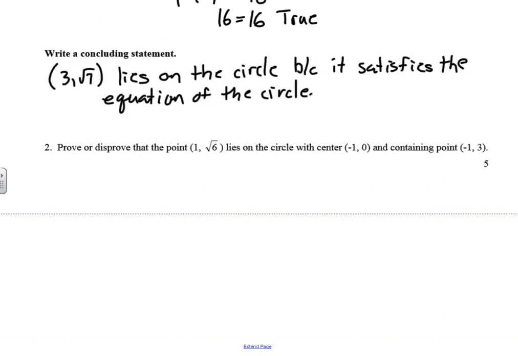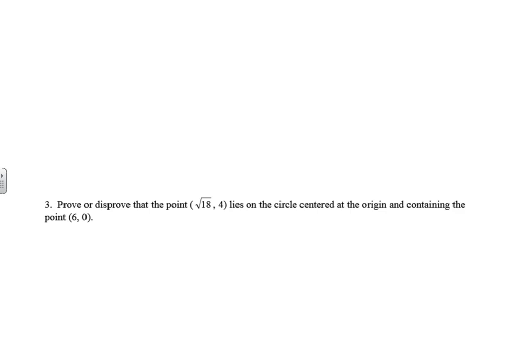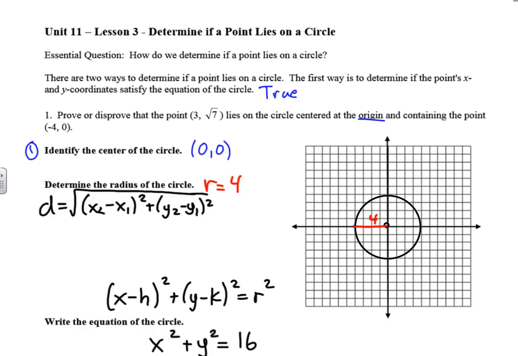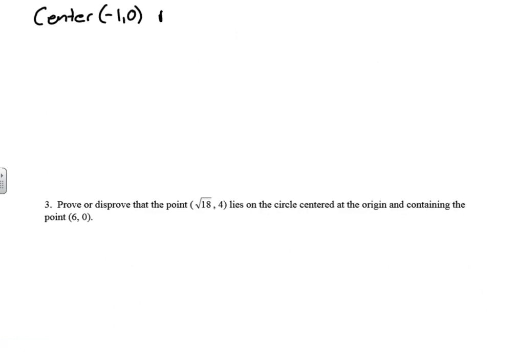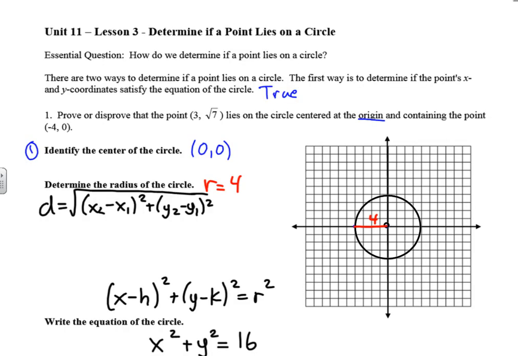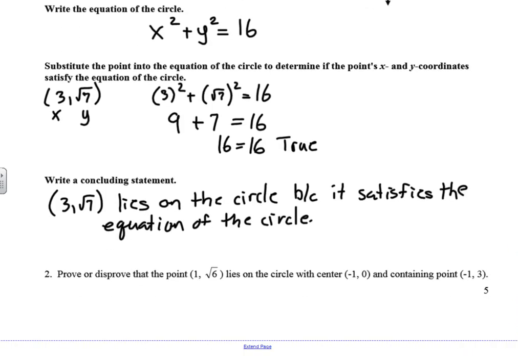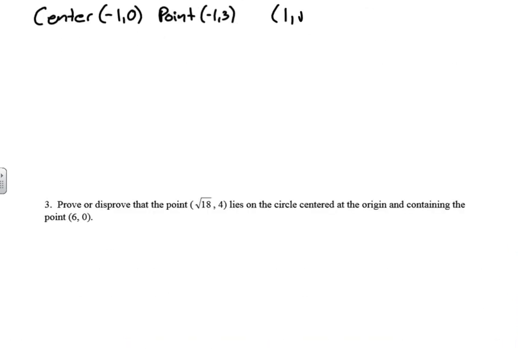I'm going to go to the next page, I think I've got a little more space there. So the center is (-1, 0). The point on the circle is (-1, 3). And the point that's in question is (1, square root of 6). That's the point we're questioning.